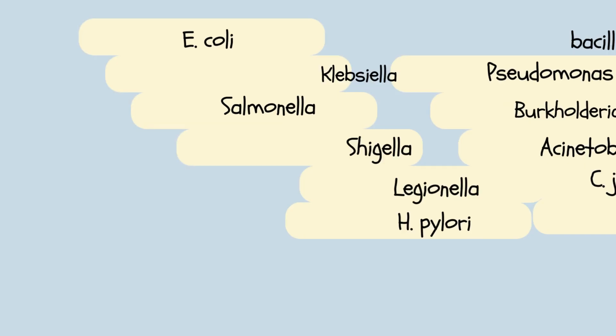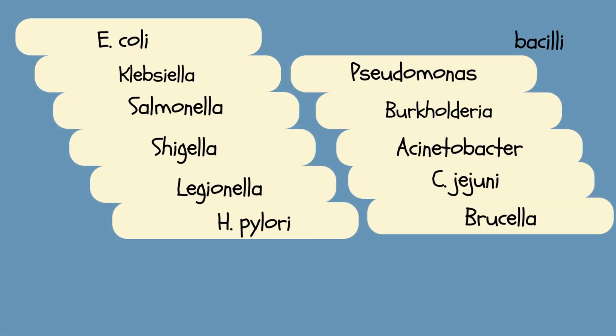Okay, so this is a huge class of gram-negative bacilli. So you just need to remember the gram-positive cocci and gram-positive bacilli, that is ABCDL: Actinomyces, Bacillus anthracis, Clostridium, diphtheria and Listeria. You have to remember the gram-negative cocci, which are mainly Neisseria and Moraxella. The rest are usually gram-negative bacilli. Just remember it like that, because gram-negative bacilli is a huge class. It includes E. coli, Klebsiella, Salmonella, Shigella, Legionella, H. pylori, Pseudomonas, Burkholderia, Acinetobacter, Campylobacter jejuni, and Brucella.